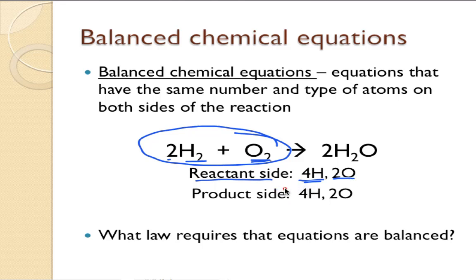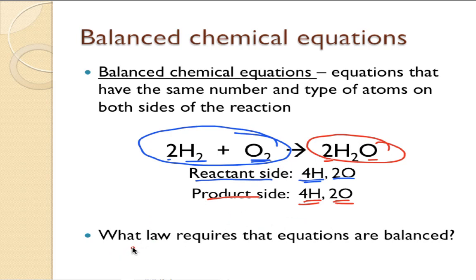If I look at the product side, that's this side of the equation, I have 2 water molecules. Each water molecule has 2 hydrogens, so I have a total of 4 hydrogen atoms. Each water molecule has 1 oxygen atom, but I have 2 molecules, so I have 2 oxygen atoms. And that's really what balancing chemical equations is about.